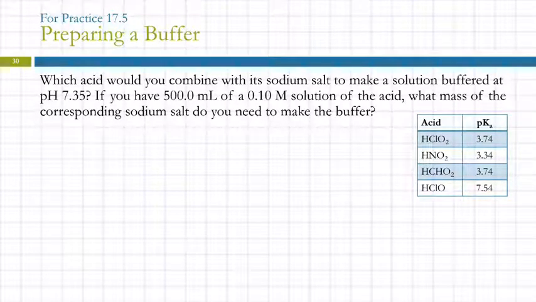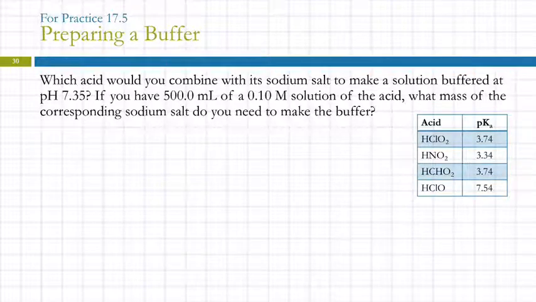Well, here's a practical question. Which acid would you combine with its sodium salt to make a solution buffered at pH 7.35? If you have 500 milliliters of a 0.1 molar solution of the acid, what mass of the corresponding sodium salt do you need to make the buffer?